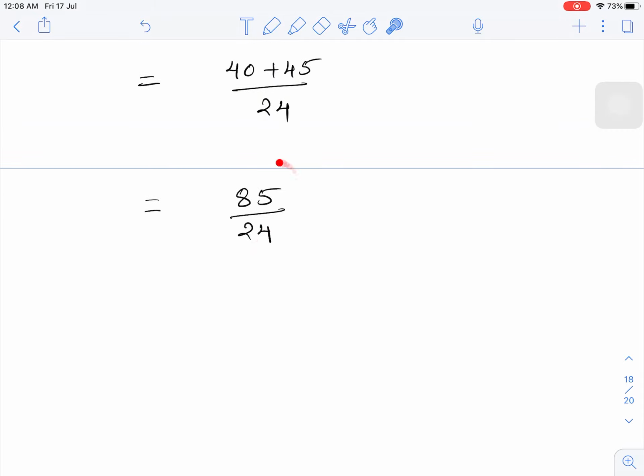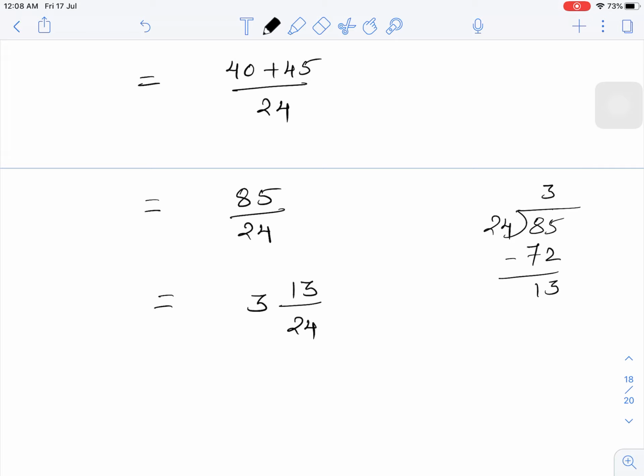Now check whether we can write this number in lowest form or not. I think we cannot write this number in lowest form, so we will directly write it now in mixed fraction form. So how to write it? Let us divide this 85 by 24. Now 24 threes are 72, minus, now the remainder you are getting is 13, so we'll write this 24 here, then this 3 will be written here, and then the remainder will become our numerator. So what is the answer? 3 13 upon 24.